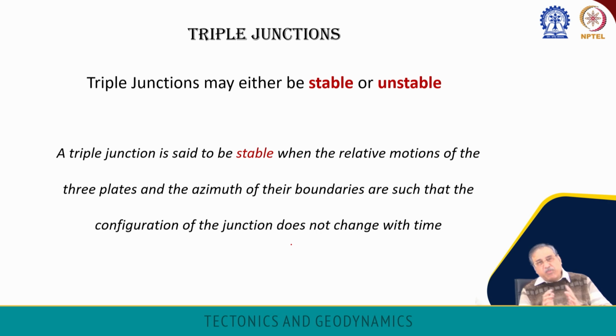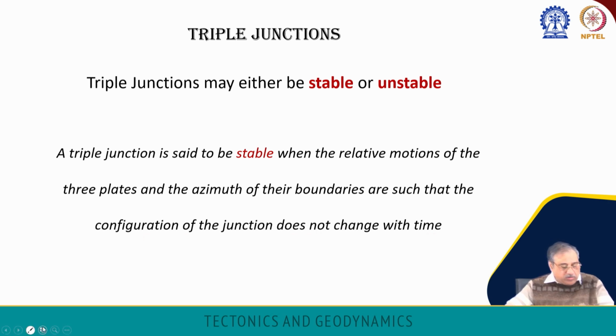So triple junctions, the junctions between any three plates on the surface of the earth, can be classified into two types. This classification could be either as a stable triple junction or as an unstable triple junction. Now, a triple junction is said to be stable when the relative motions of the three plates and the azimuth of their boundaries are such that the configuration of the junction does not change with time.